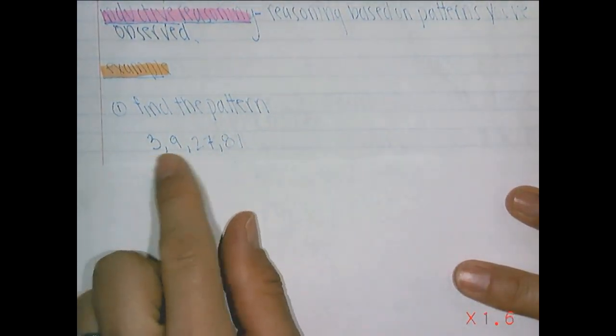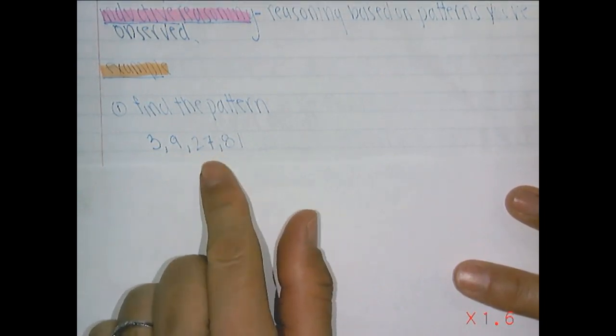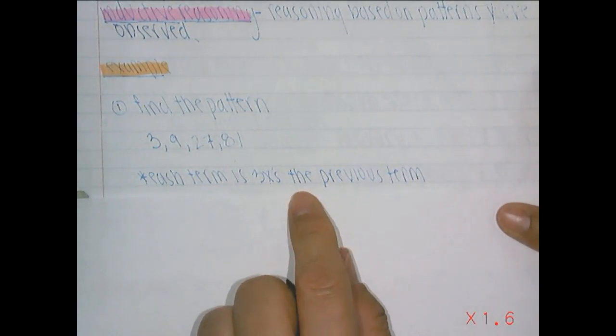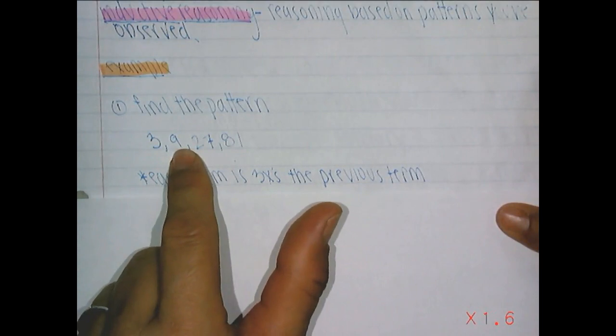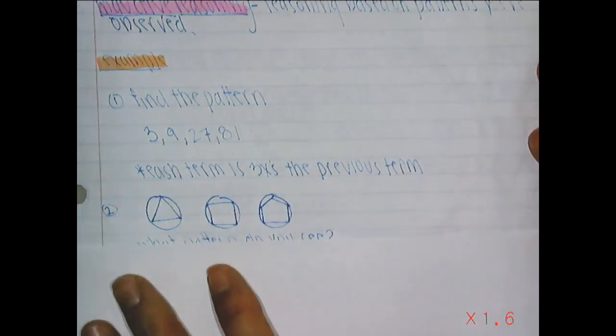Okay, here is a mathematical example of inductive reasoning. Look at the pattern. What's happening? It goes from 3 to 9 to 27 to 81. Well, each term is 3 times the previous term. So you look to the first term, multiply it by 3, you get 9. Look to 9, multiply it by 3, you get 27. There's a pattern, okay? And you've been able to recognize what the pattern is.